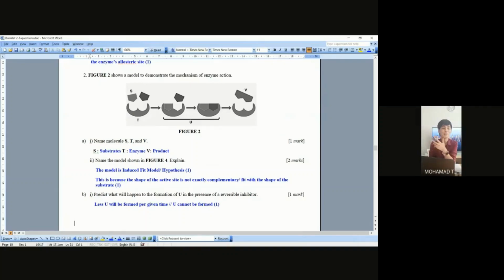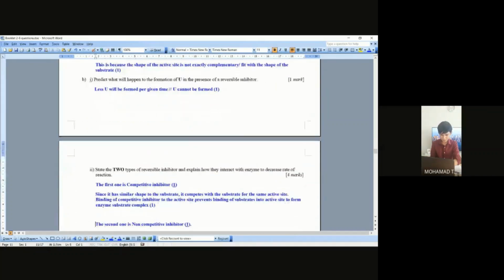Because there is a presence of a reversible inhibitor, I put the first answer as the first choice: less U will be formed for a given time. Or the second answer is U cannot be formed. I prefer the first answer because this is a reversible inhibitor. Okay, so we move on to the next question, B2.